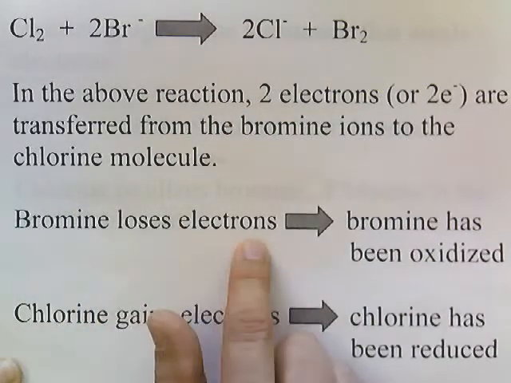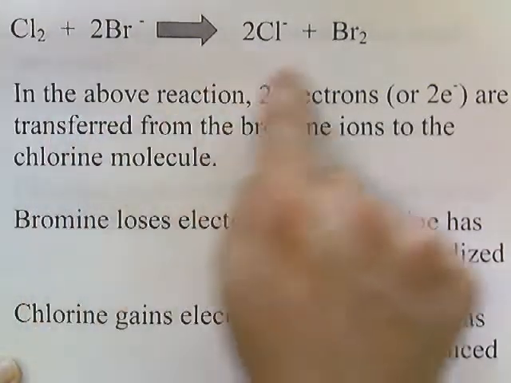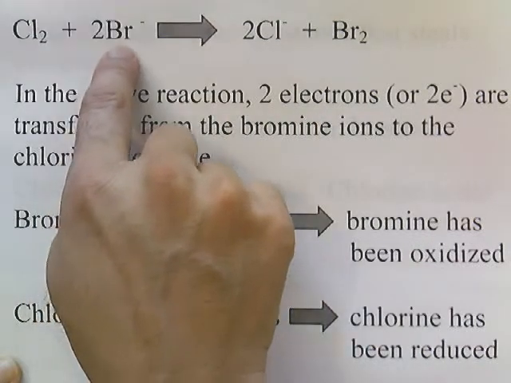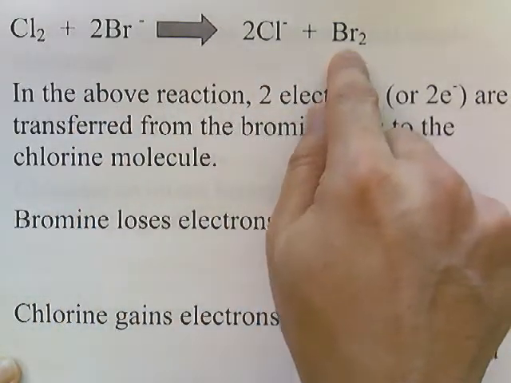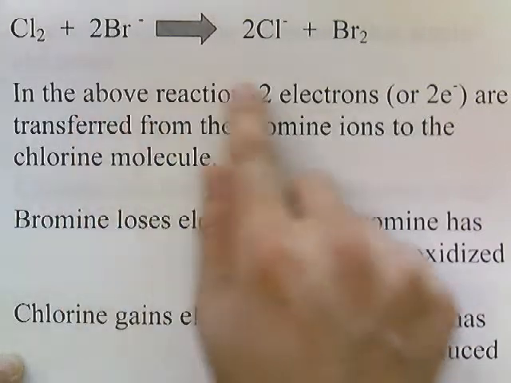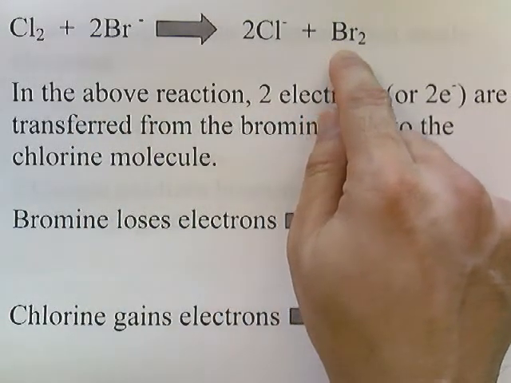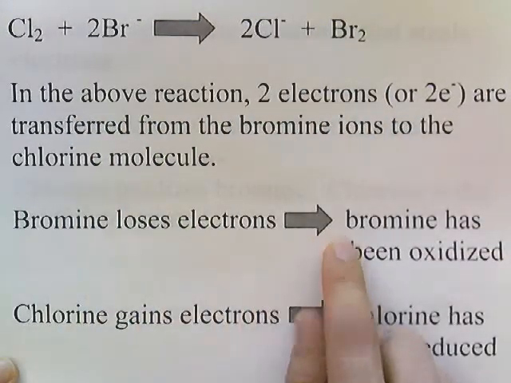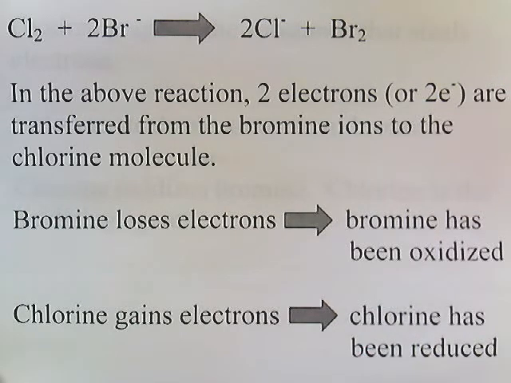So bromine loses the electrons as it goes from here to here. The 2 bromine ions combine to form a bromine molecule, but each bromine ion gets rid of an electron and it goes somewhere. So the bromine loses electrons, which means the bromine has been oxidized.